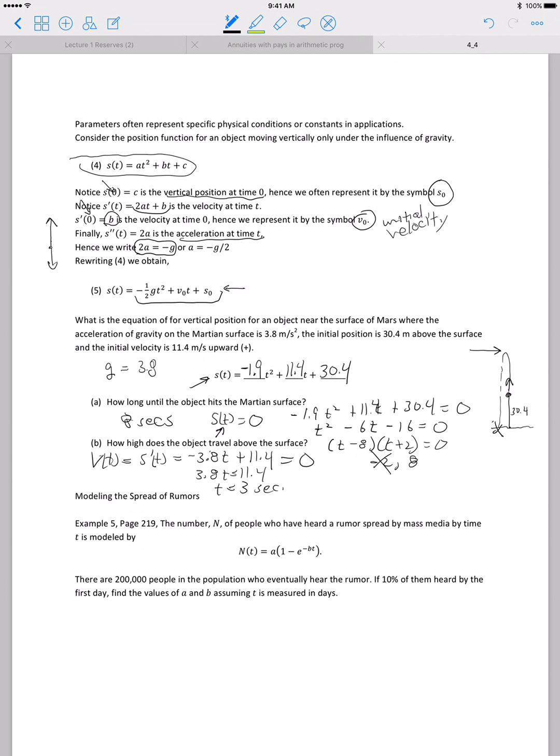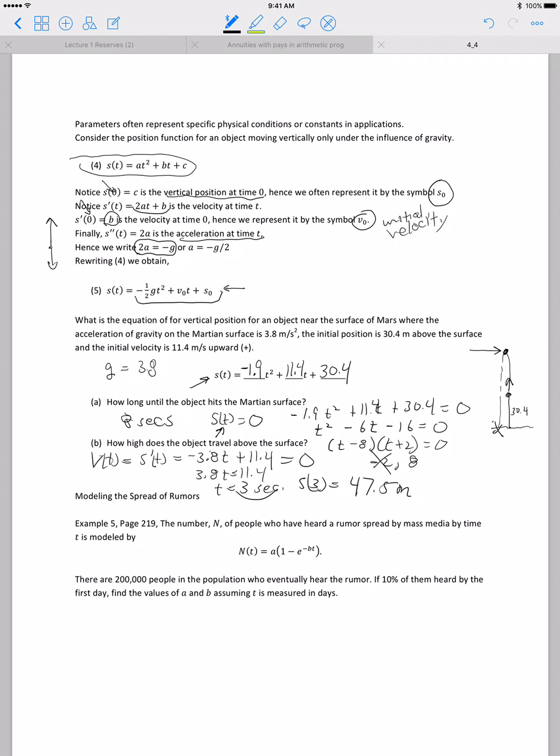So 3 seconds after it's released, it is moved up to this highest point. To find out how high it is, I now need to take that 3 and plug it back into the position function, the vertical position function, and it will tell me how high it reached. You should try this, and when you do, you get 47.5 meters.